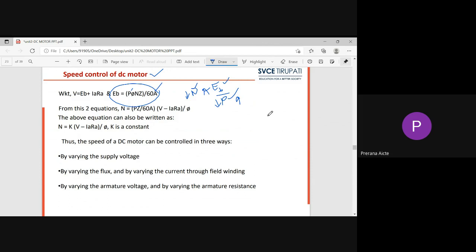Next, again back EMF Eb. Already we know from the equation V equal to Eb plus Ia Ra, from that Eb is equal to V minus Ia Ra. So from this we understand this is one speed control technique, this one is the second speed control technique, and this one is the third.